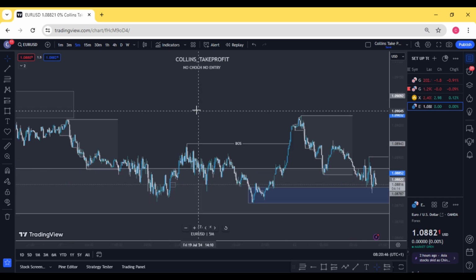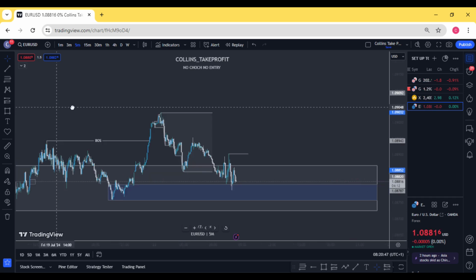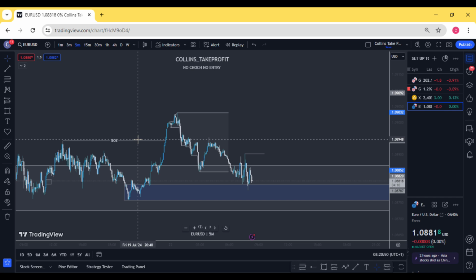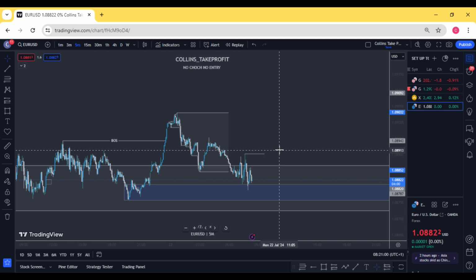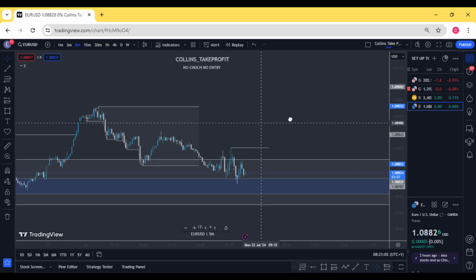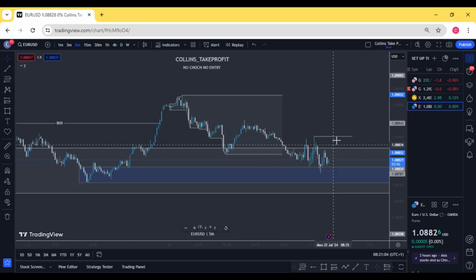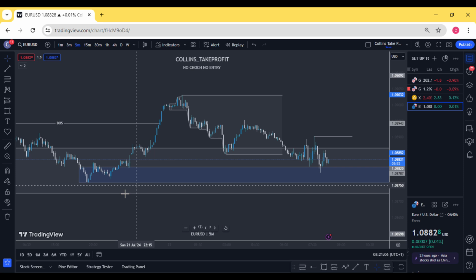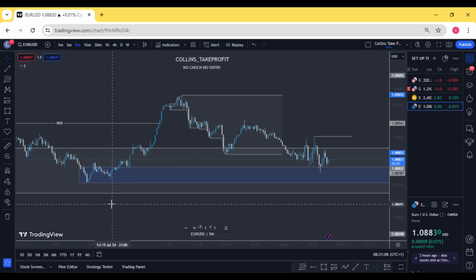But for now, all we've seen is that we've gotten our fundamental backing, and also now we've gotten our technical backing. The DXY reacting from a supply zone, and now we have EURUSD reacting from a demand zone. So now let's see if price is going to align with our bias and break structure towards the upside. Then we are going to consider going bullish. Alright, we're going to take our entries, and I'm going to update you guys with the outcome of the trade, right?